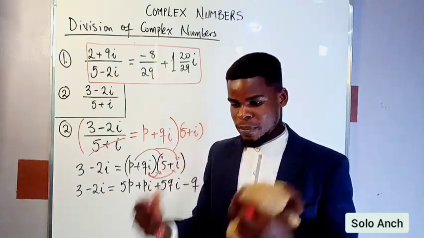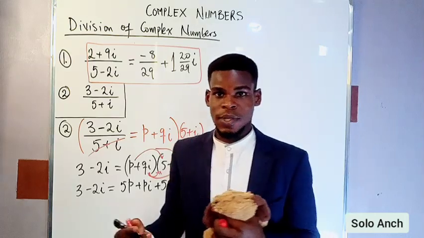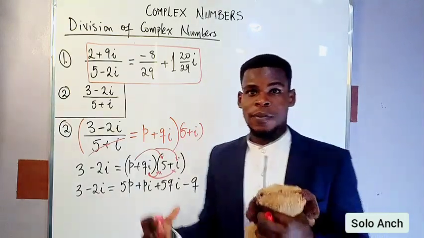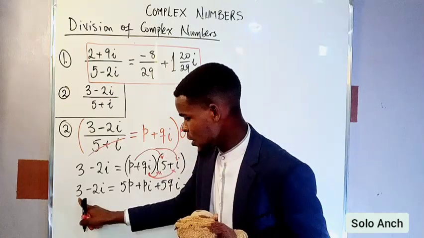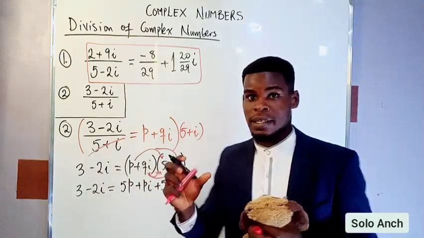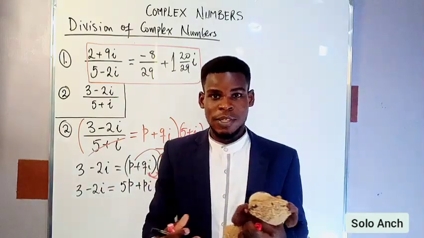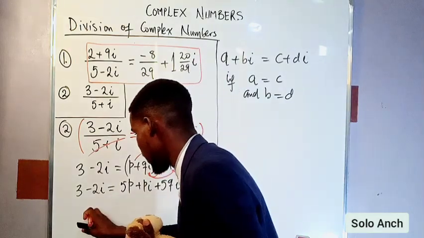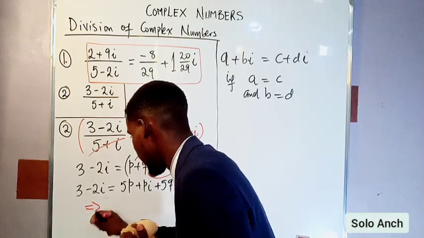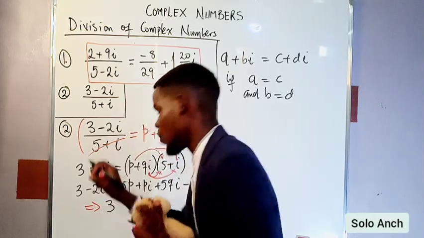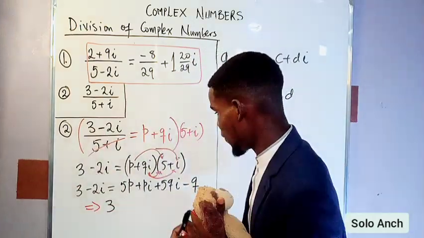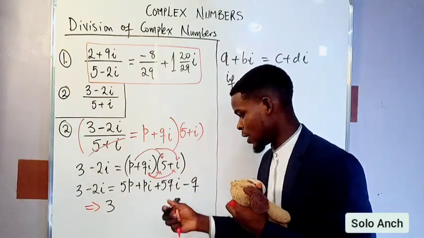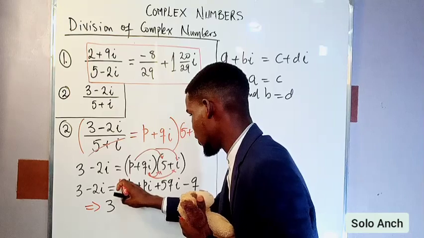The next thing we'll do is this. We remember what I said, although it's not in this video, that two complex numbers are equal if the real part of the first is the same thing as the real part of the second, and if the imaginary part of the first is the same thing as the imaginary part of the second. So that implies that 3 on the left hand side, which is the real part of the complex number on the left hand side, will be the same thing as the real part of the complex number on the right hand side.